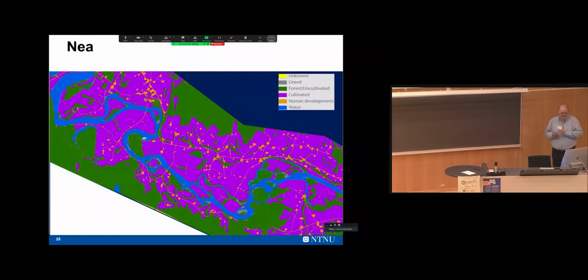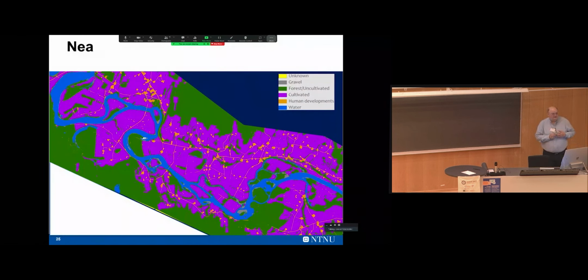Just at the end, a couple of other things. This is River Nea, 1962. And this is output from the neural network. You see the river braided with a lot of channels.